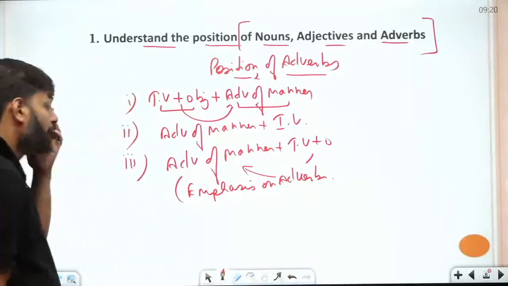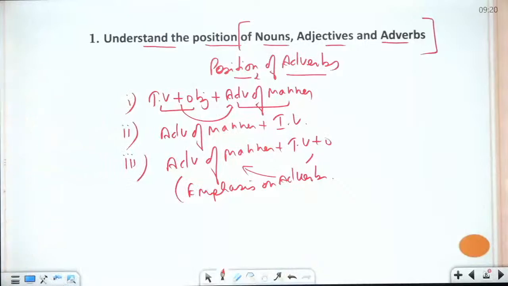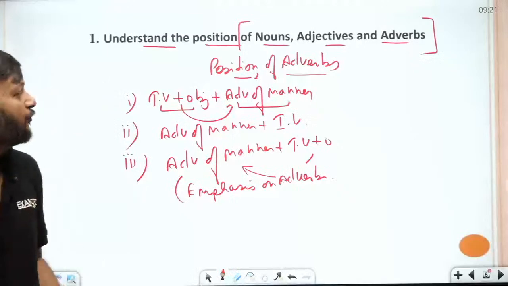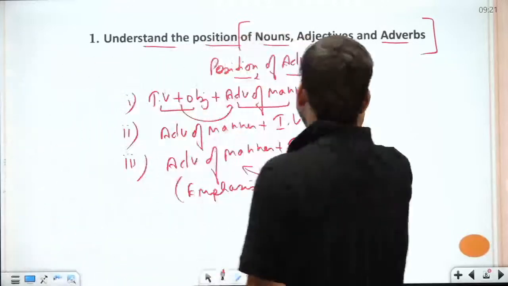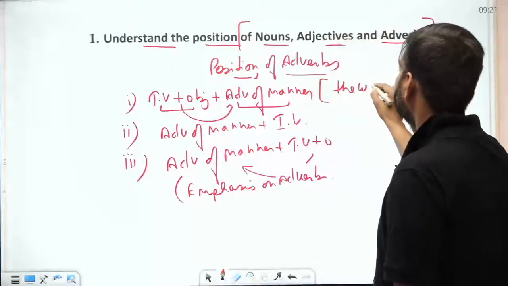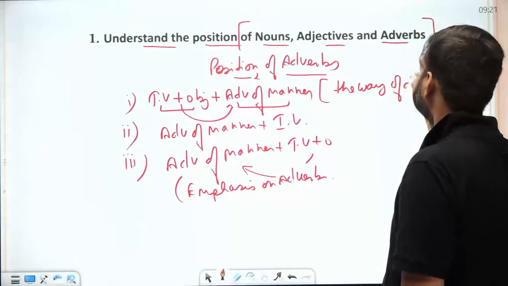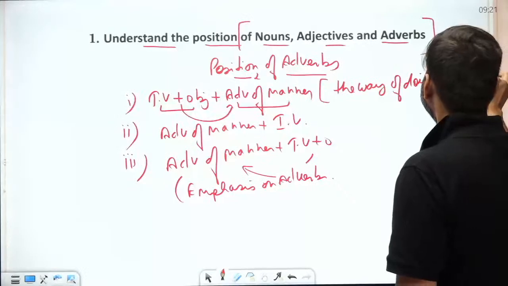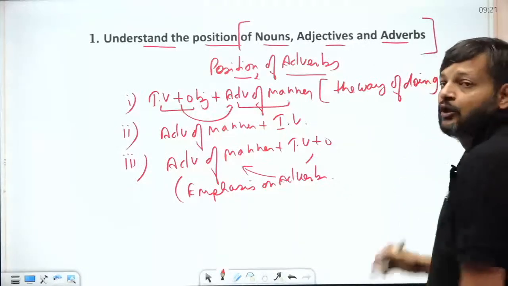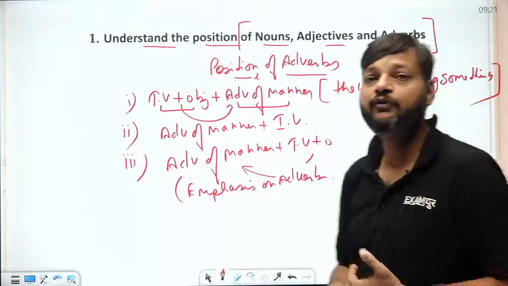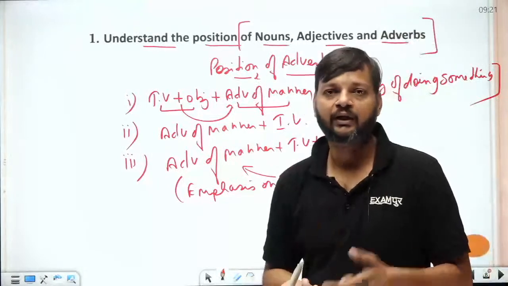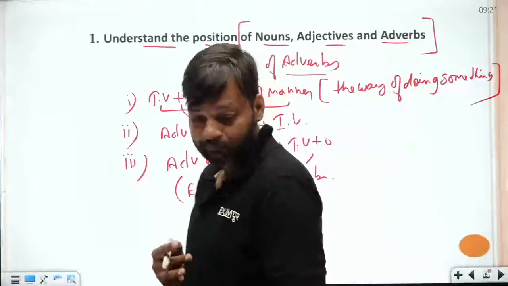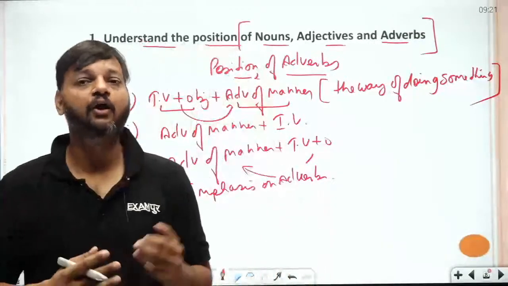Adverbs. Okay, so these are the three possible positions of adverb of manner. Now, what is adverb of manner? The way of doing something. So adverb of manner is actually the way of doing something. Okay, adverb of manner is a word that tells you the way of doing something.